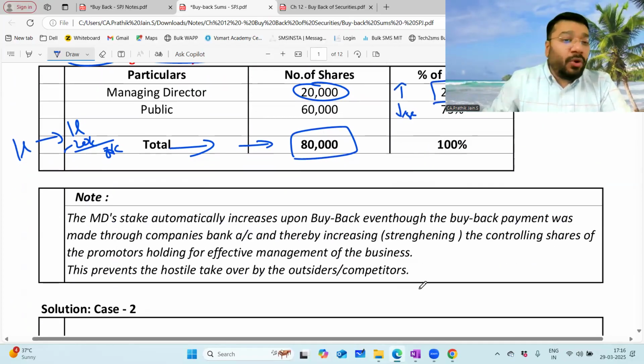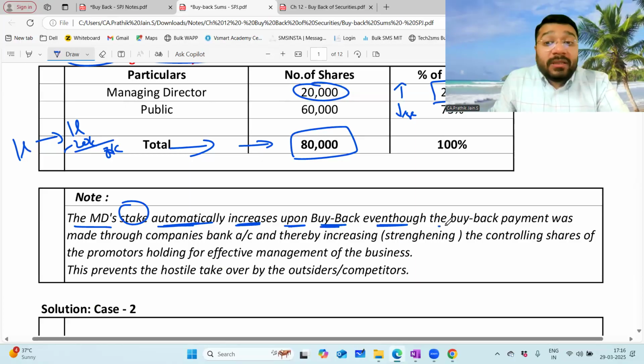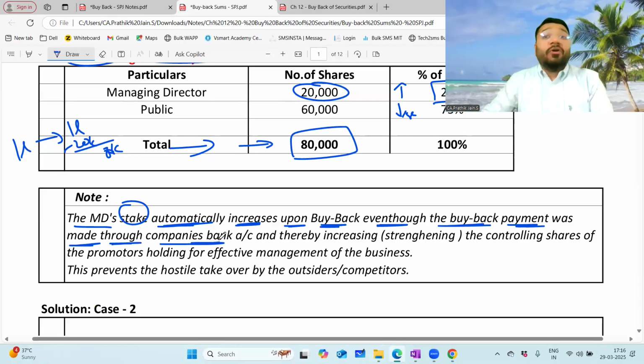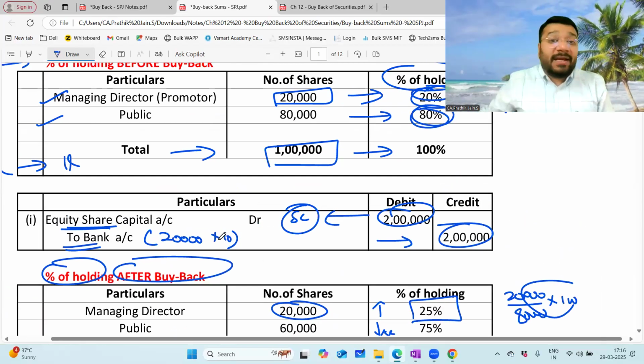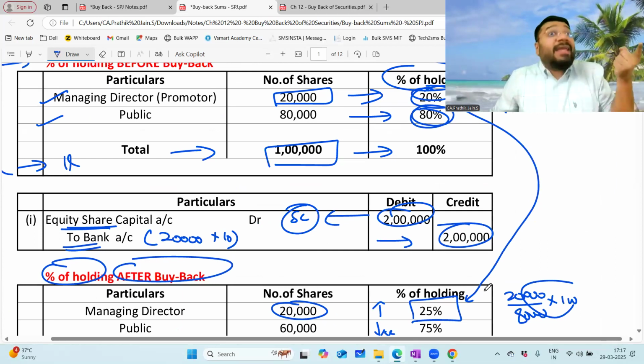If you noted, the MD's stake, that is the promoter stake in the company, automatically increases upon the buyback, even though the buyback payment was made by the company through the company's account. For increasing his stake, guys, please understand, the promoter's holding went from 20% to 25%. Did he buy any share?